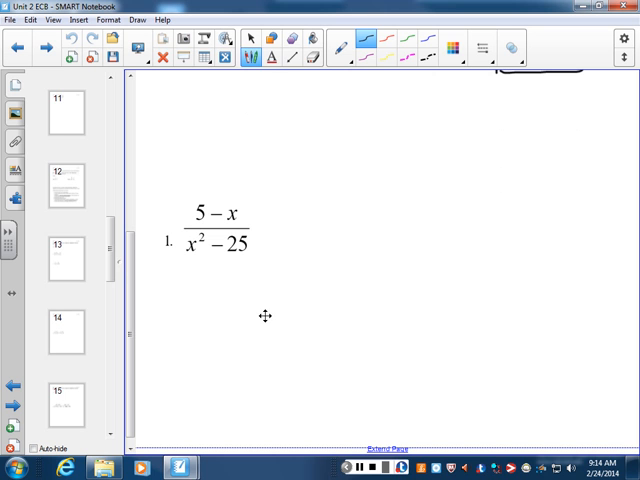So numerator is a binomial. There's no GCF. Nothing to factor there. What I'm going to focus on in this problem is factoring the x squared minus 25. How can I factor x squared minus 25? It's the difference of two perfect squares again. So we're going to have x plus 5, x minus 5, because 25 comes from 5 times 5.